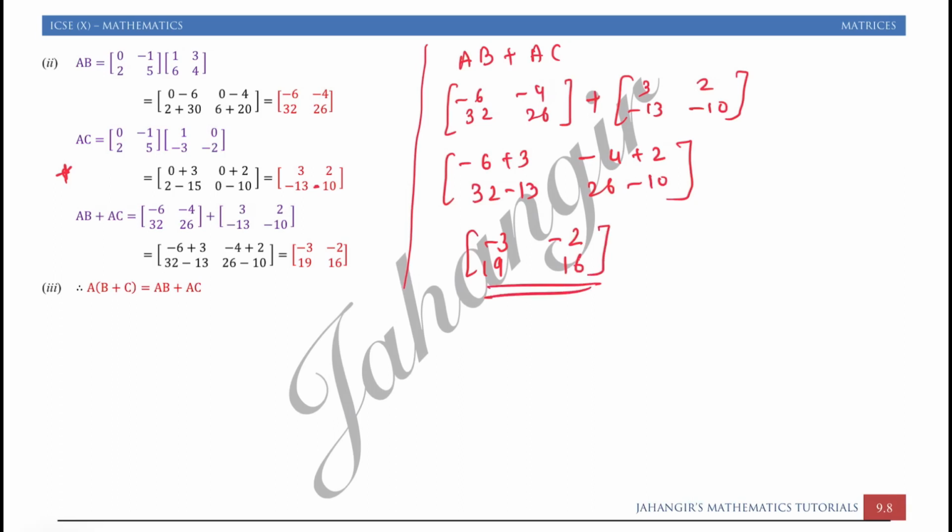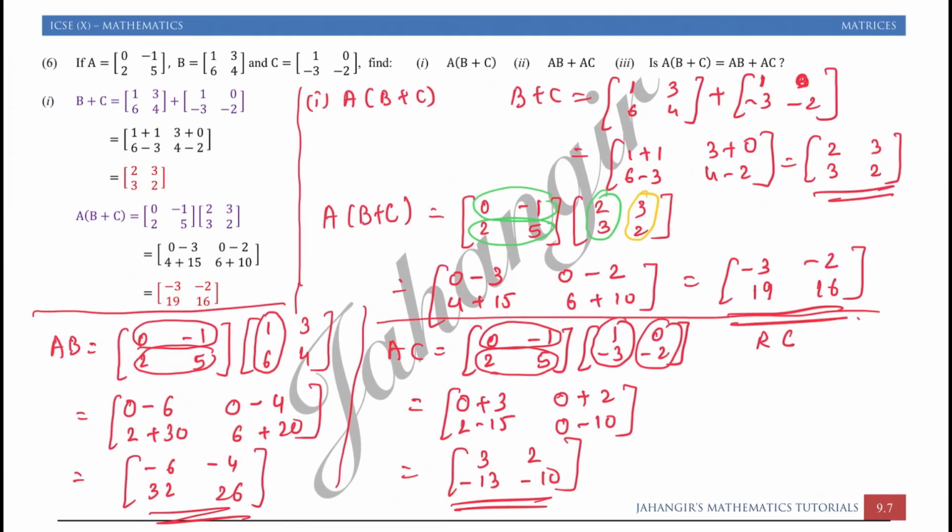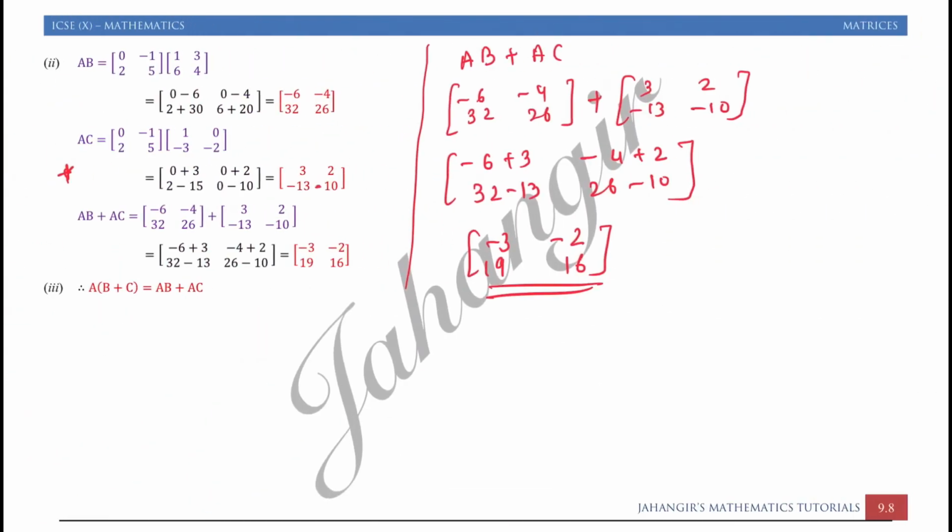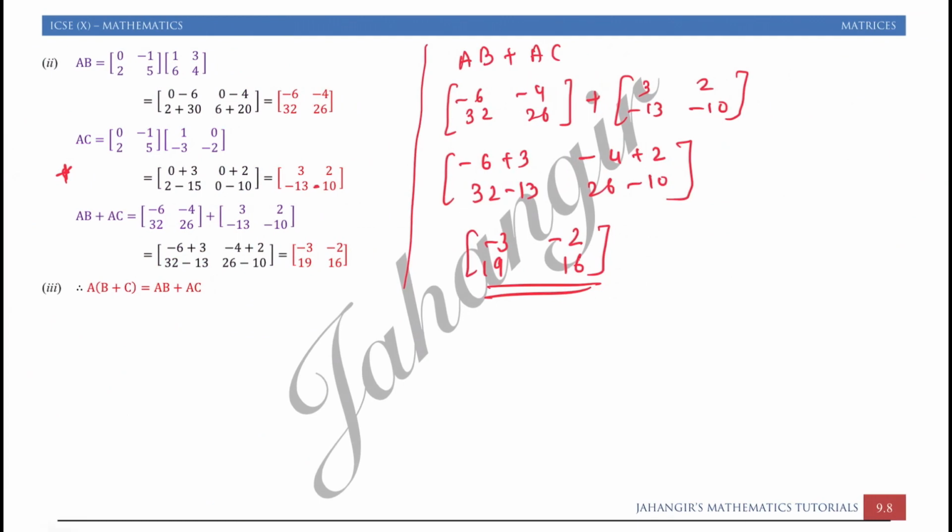So we can check from the other side what we got for A(B plus C). A(B plus C) is [-3, 19; -2, 16]. It's the same: minus 3, 19, minus 2, 16. So therefore I can say A into (B plus C) is equal to AB plus AC. Hope this question is clear. Here we covered addition as well as multiplication together.